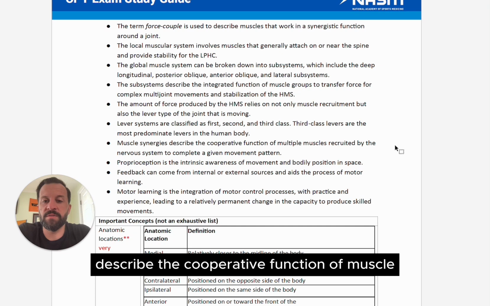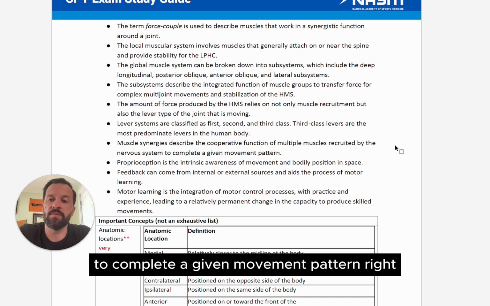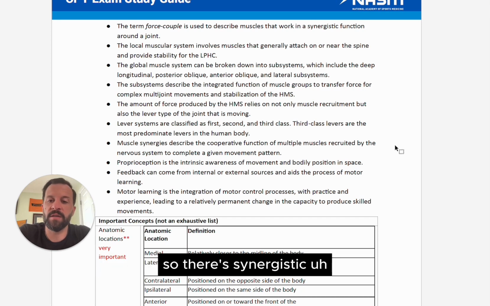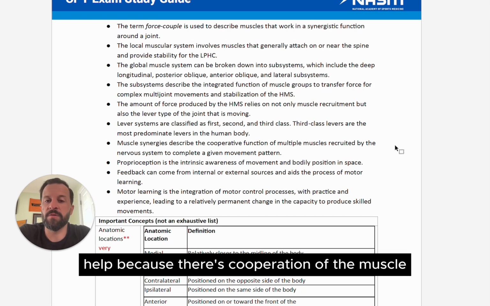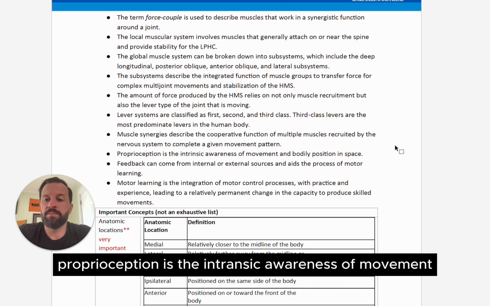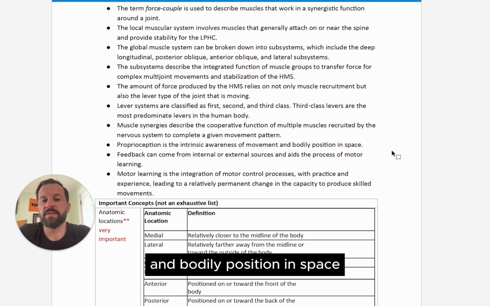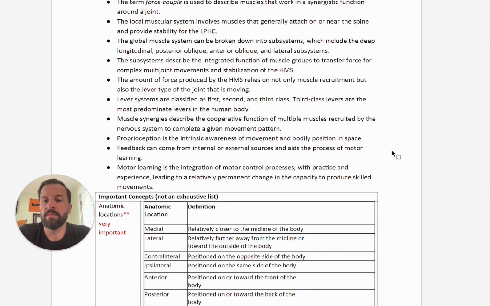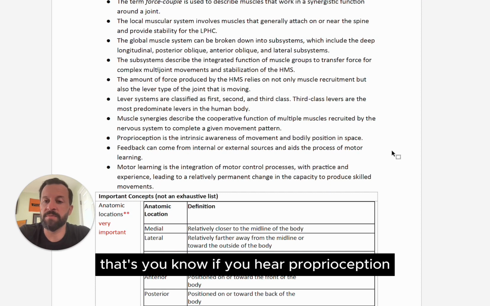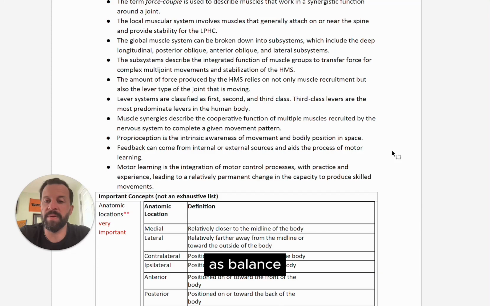Muscle synergies describe the cooperative function of multiple muscles recruited by the nervous system to complete a given movement pattern, right? So there's synergistic help because there's cooperation of the multiple muscles. Proprioception is the intrinsic awareness of movement and bodily position in space. And if you hear proprioception, a lot of times it's going to be in the same breath as balance.